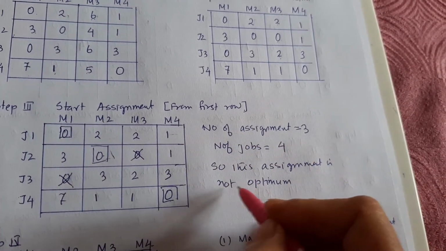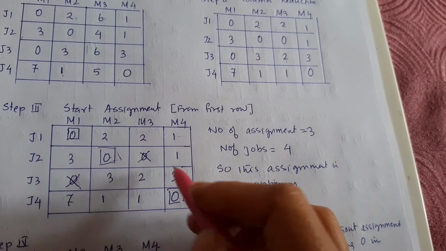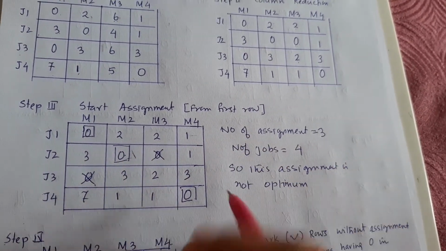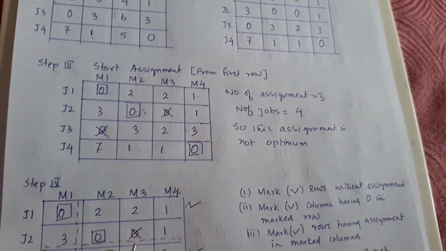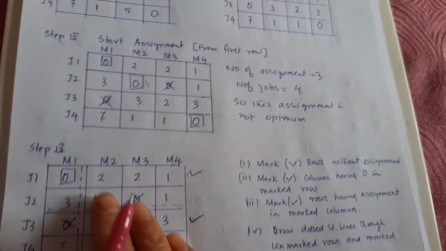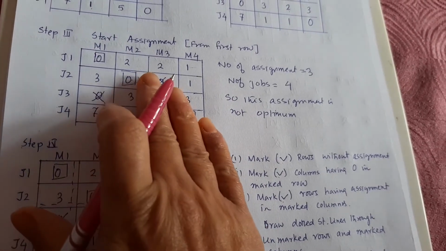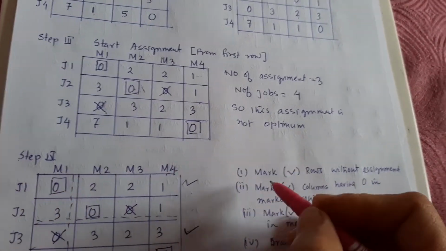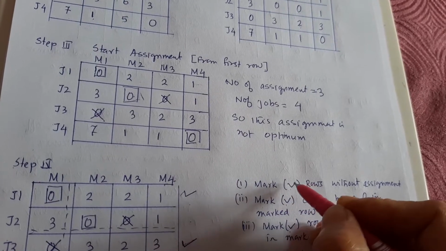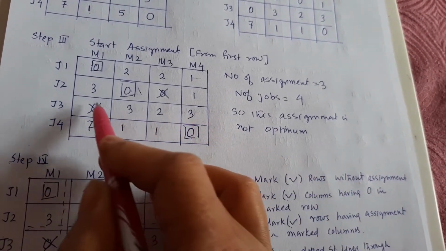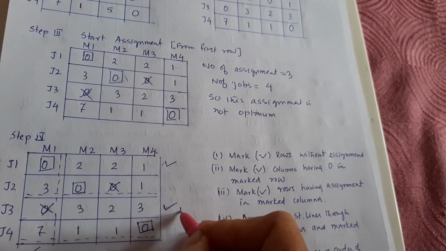So this table does not give you the optimum solution, and after that you go to the next step. We'll start with this again, writing it here. The steps you have to follow: first, mark a tick in the row without assignment. See here, we don't have an assignment in this row. First you tick this one. This is your first tick.